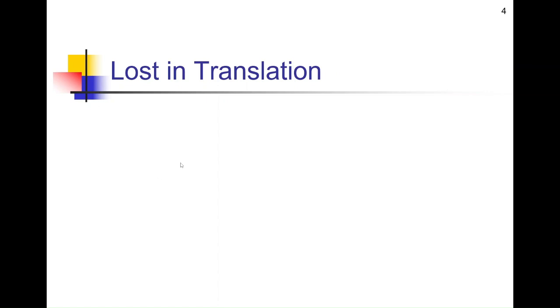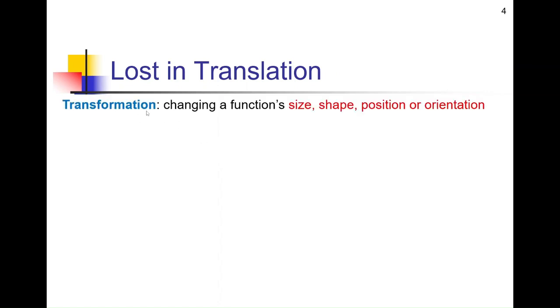Now that we've met all those different parent functions, we're going to see what we can do to change them, because if those were the only 3 functions we could ever write, that would be kind of boring. So this idea of a transformation is basically any operation that changes a function's size, shape, position, or orientation.